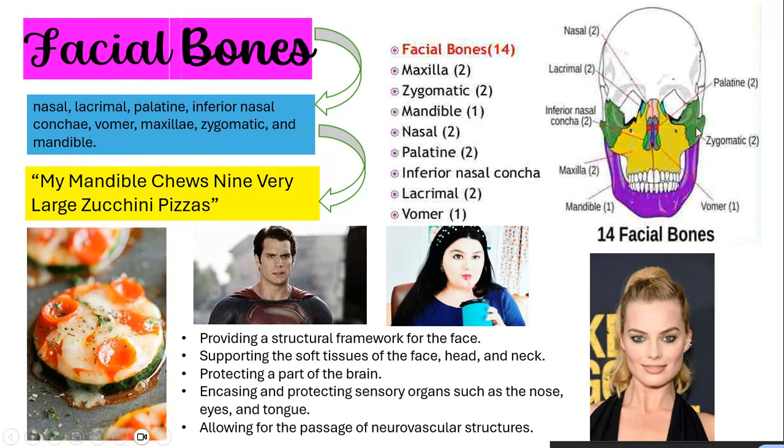Zygomatic are cheekbones. That's where you put your blush. If you like putting your blush or you like wearing your blush, that's where you apply the blushes, right? This is the palatine bone. This particular red bone is a palatine bone, right?